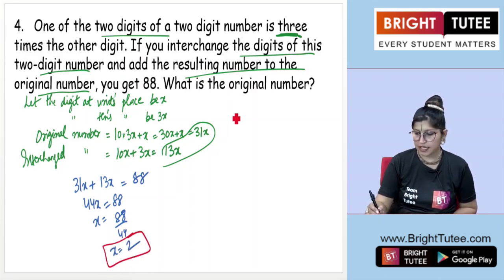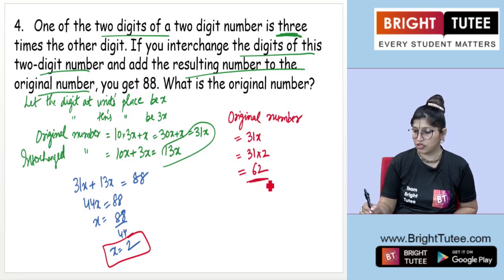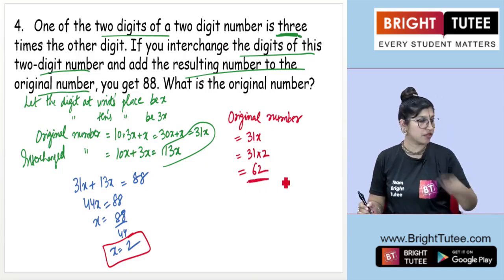Now we got x as 2. So if we talk about original number which they asked for, that will be 31x. It means 31 times 2, which is 62. So this is the number which we get.